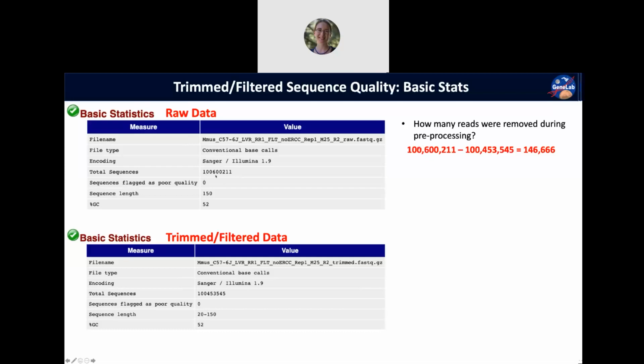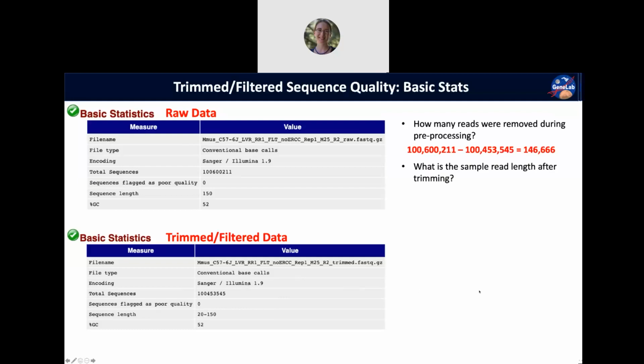And we look at the FastQC of the raw data. So we started with 100,600,211 total reads for this sample. And then after trimming, we have 100,453,545 reads. And so to know how many reads we got rid of, you would just do the math of taking the number of raw reads, subtracting the number of reads we're left with after trimming, and you get just under 150,000 reads.